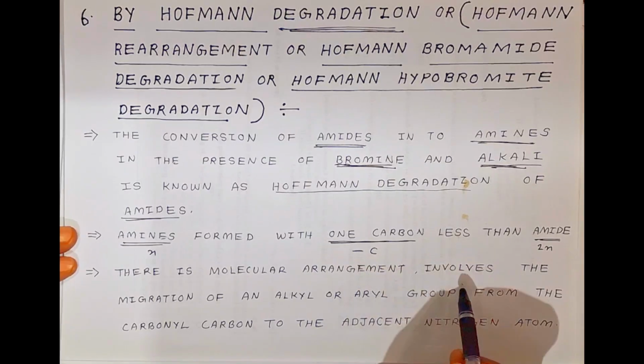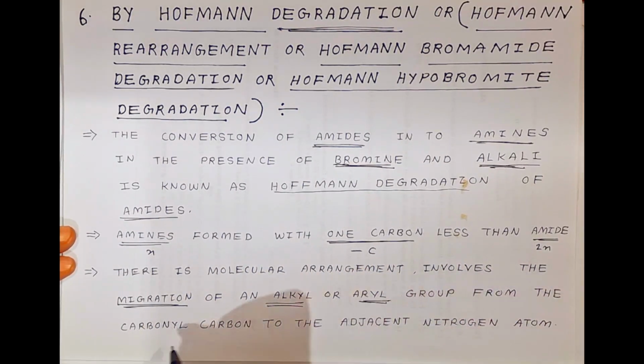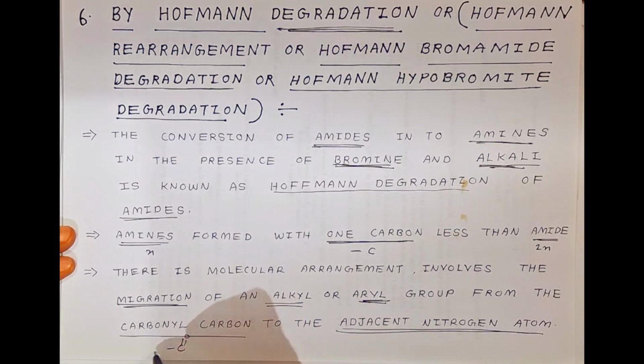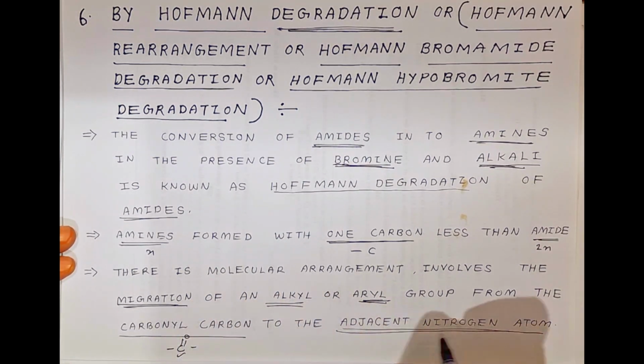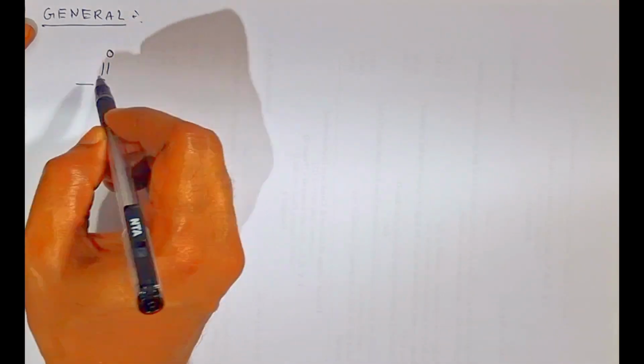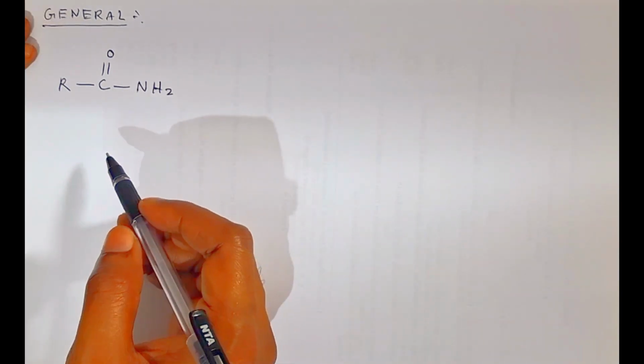It is a molecular rearrangement that involves the migration of an alkyl or aryl group from the carbonyl carbon to the adjacent nitrogen. The alkyl group attached to the carbonyl carbon will migrate and attach to the nitrogen atom. That is why it is also called the Hofmann rearrangement reaction. Generally, we can write the carbonyl, one valency with alkyl, the other with NH2. So this is the alkyl amide.